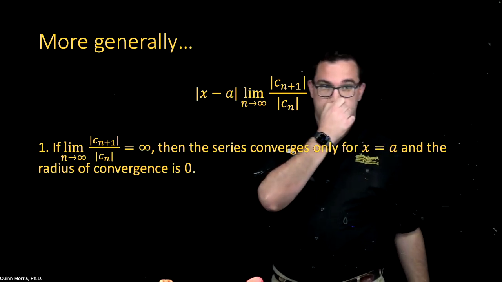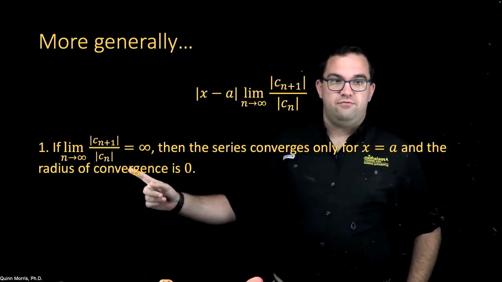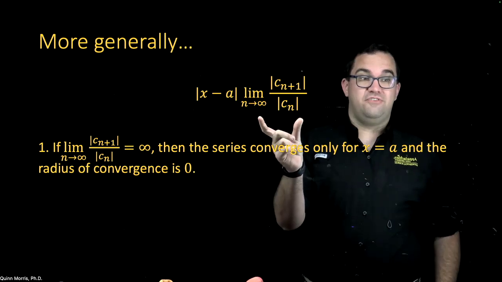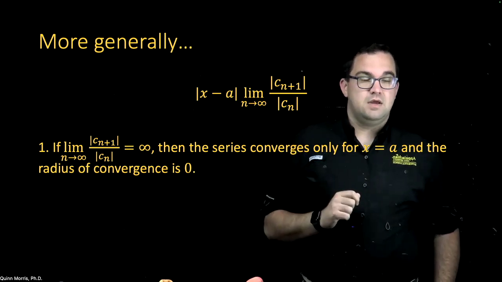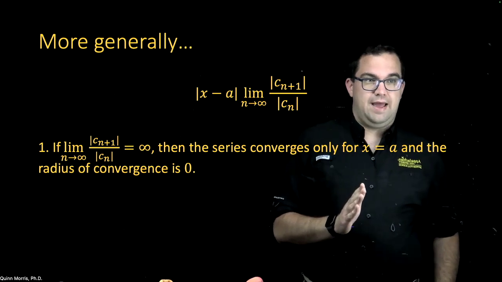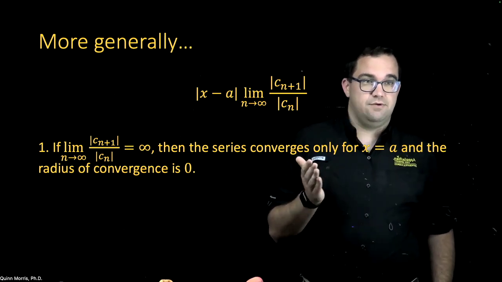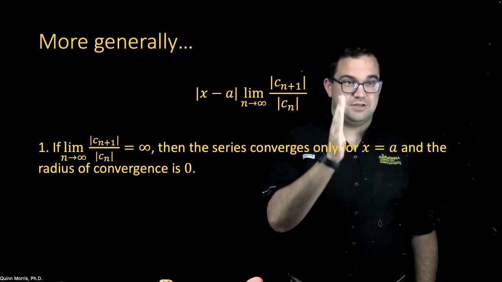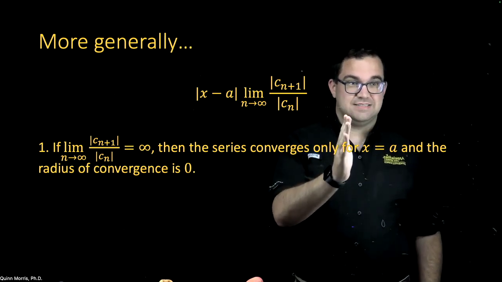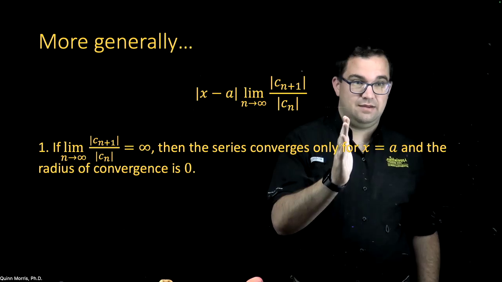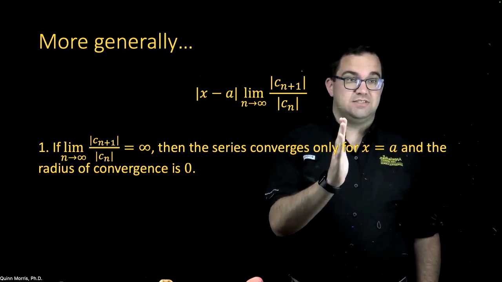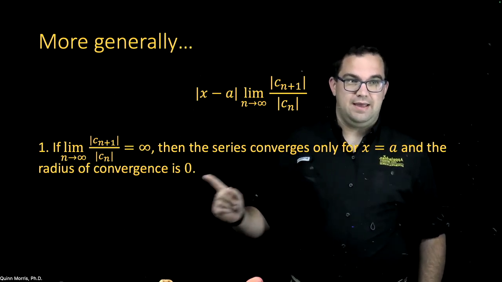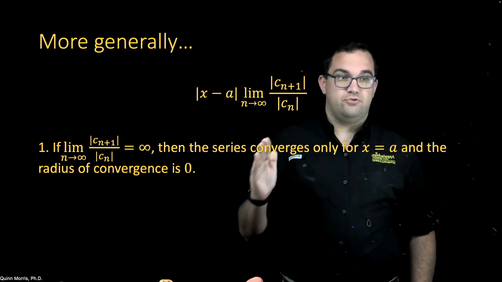All right. So again here, if we're in the case where the limit of the ratio of the coefficients of the power series is infinite, then the series only converges when x is equal to a. And in that case, we say the radius of convergence is zero. Power series always converge at the point that they're centered at. The question is, how far can I move from a and still get convergence? Well, if this limit is infinite, you can't move any distance away from a. It will diverge for every value other than a.